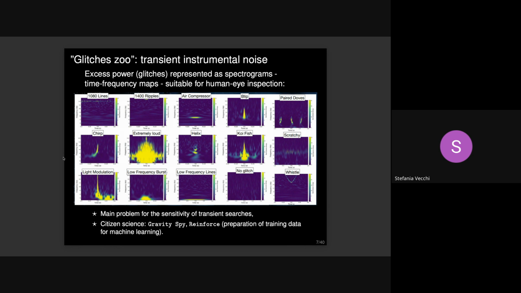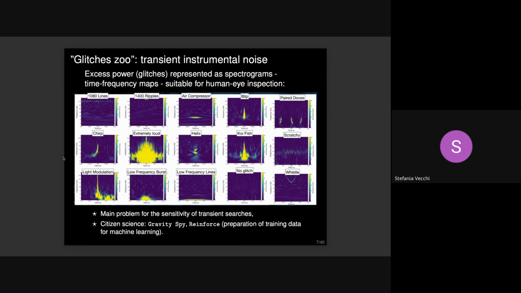Some of them are well known, and for some we know where they come from, because we have not only the main data channel, but a lot of auxiliary channels taking care of the well-being of the detector. We can see the glitch in the auxiliary channel too, and understand whether it comes from seismic or other types of noise. Then we can either veto it, remove it, or do something about it.